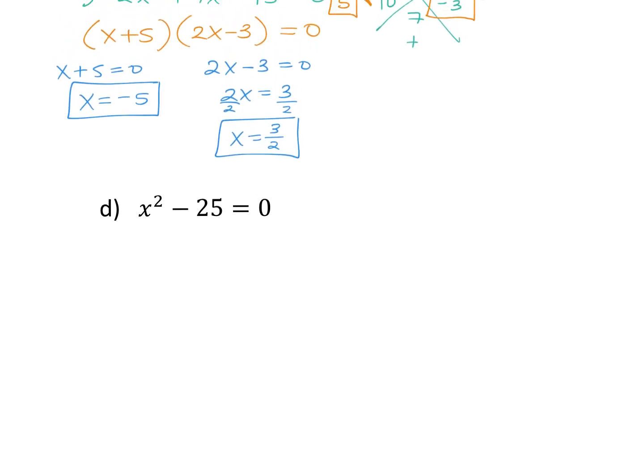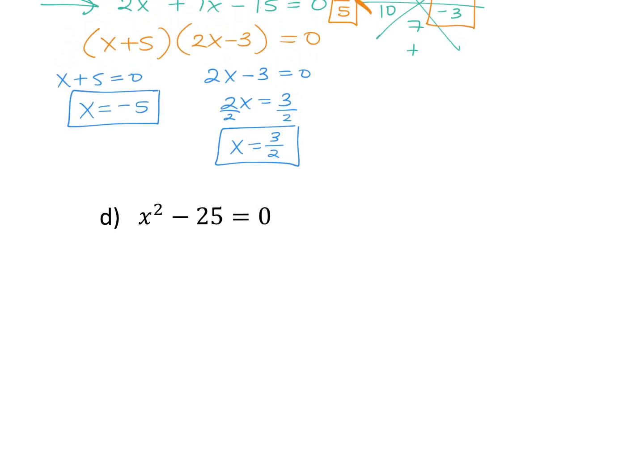Now we have x squared minus 25 equals 0. How do you do x squared minus 25 equals 0? Those are both perfect squares, right? It's a difference of squares. And how do you write a difference of squares? One's plus, one's minus. These ones are real nice because you only have to write one answer, essentially. It's two answers, but it'll look like one.